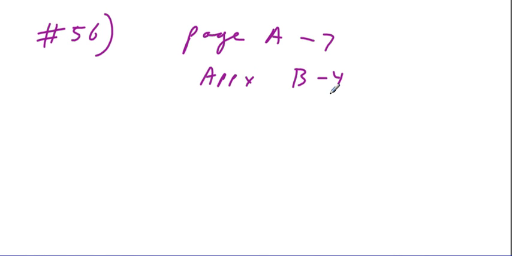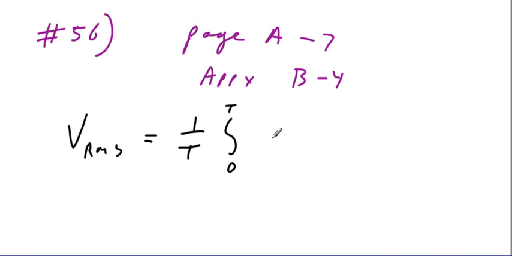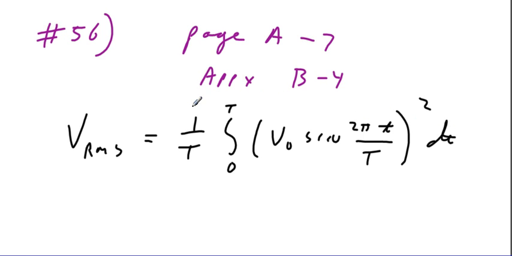For a time-dependent voltage V of t, which is periodic with period T, the RMS voltage is defined as, alright, so voltage RMS is equal to the square root of 1 over T, integral 0 to T, V naught sine 2 pi t over period squared dt. Okay, that's fine. Use this definition, and knowing that the peak voltage is V naught for a sinusoidal wave, V of t is equal to that. What are we supposed to be showing?